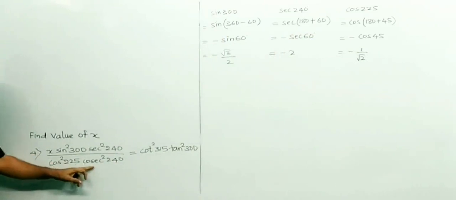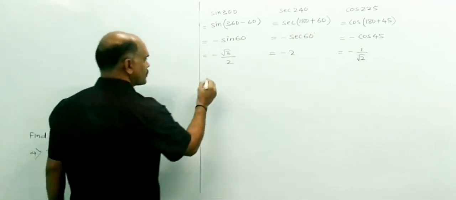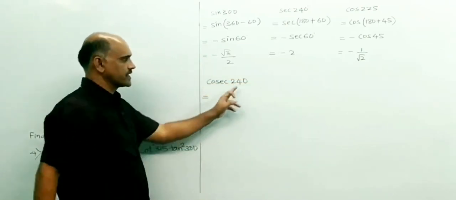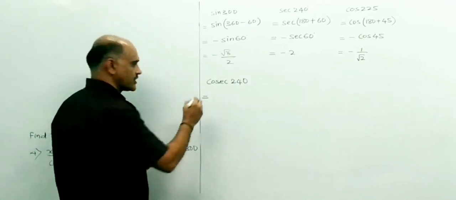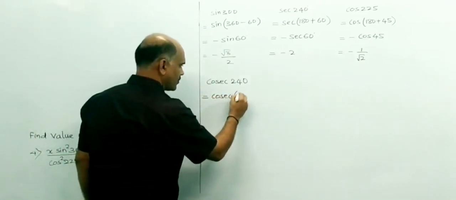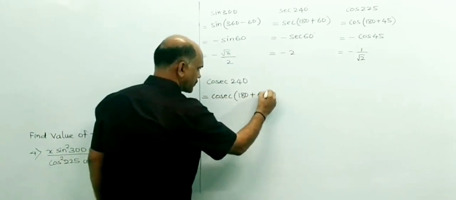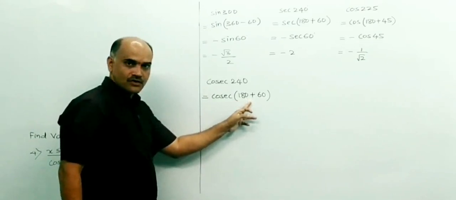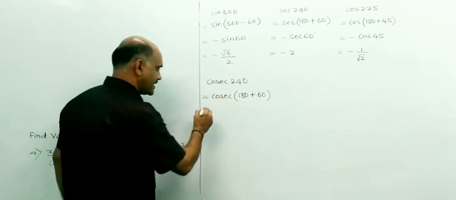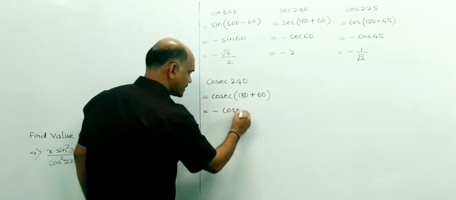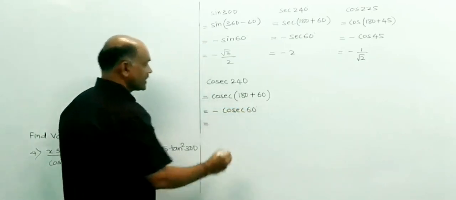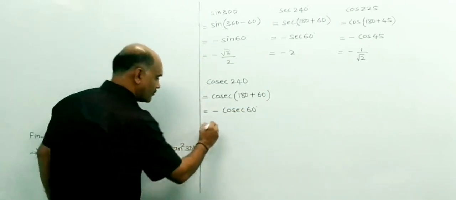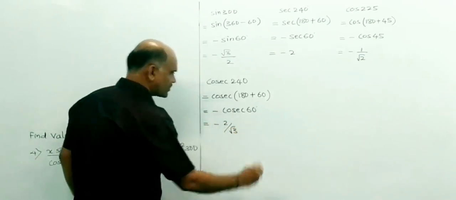Next, if I take cosec 240. Again this is also near to 180. So if I take cosec 180 plus 60, this is in third quadrant. In third quadrant, cosec is negative. So minus cosec 60. Cosec 60 is the reciprocal of sine 60. So you'll have minus 2 by root 3.